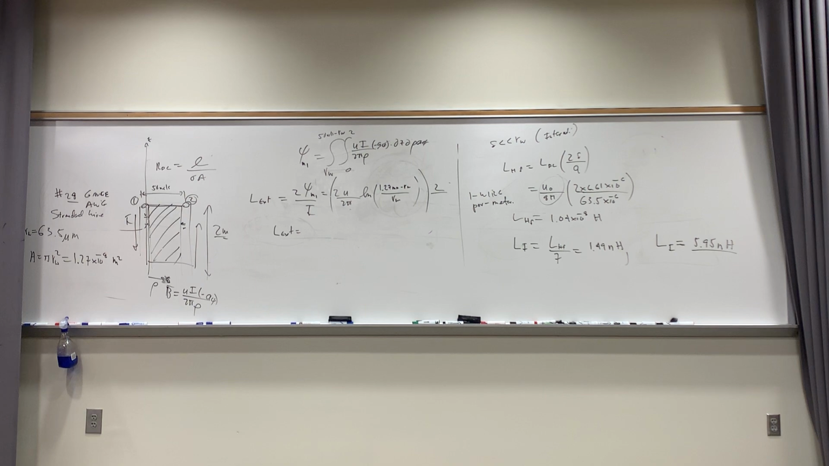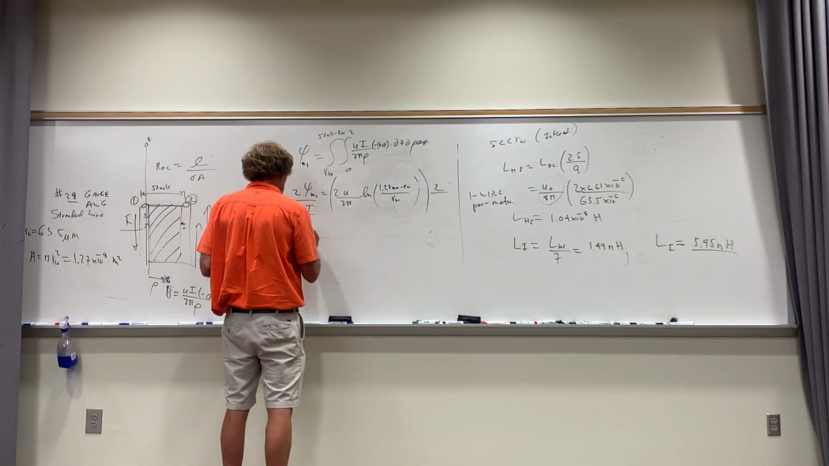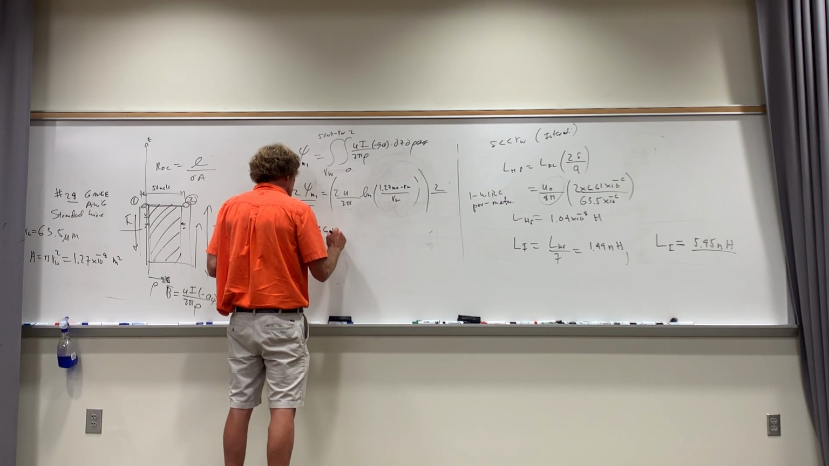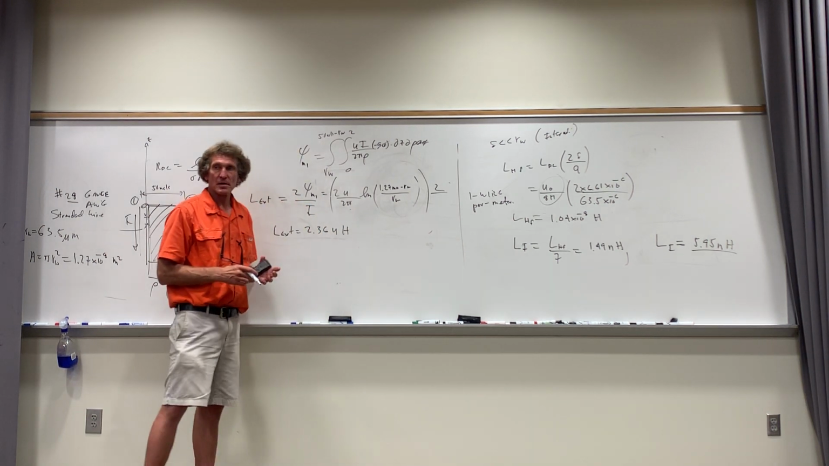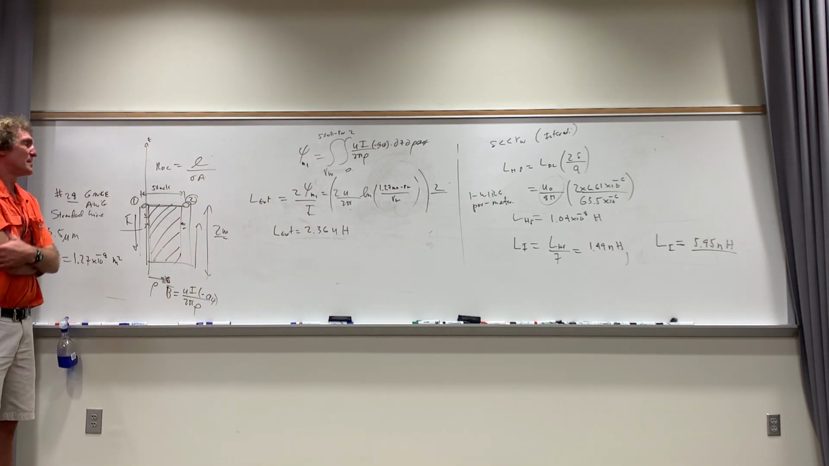At 2.35 microhenries. 2.36 actually. Microhenries? Yeah. What does the book say? 1.5. 1.5.